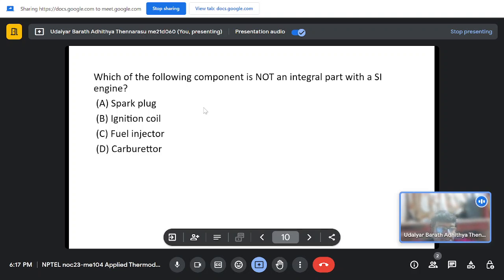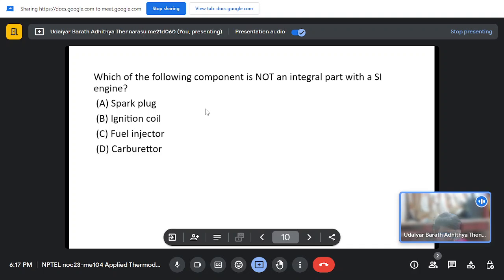So SI is spark ignition engine. So you need to create a spark for combustion. So for that you generate spark in the spark plug. So you require a spark plug, and the spark plug contains an ignition coil, and that too is also true. So you require for spark ignition spark plug and ignition coil, both are correct.